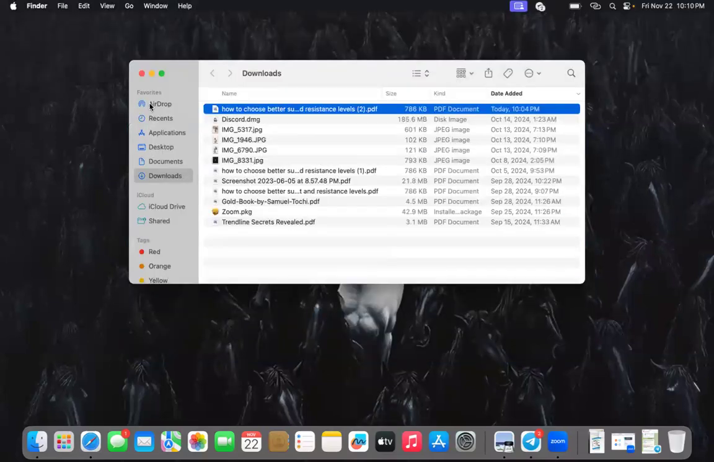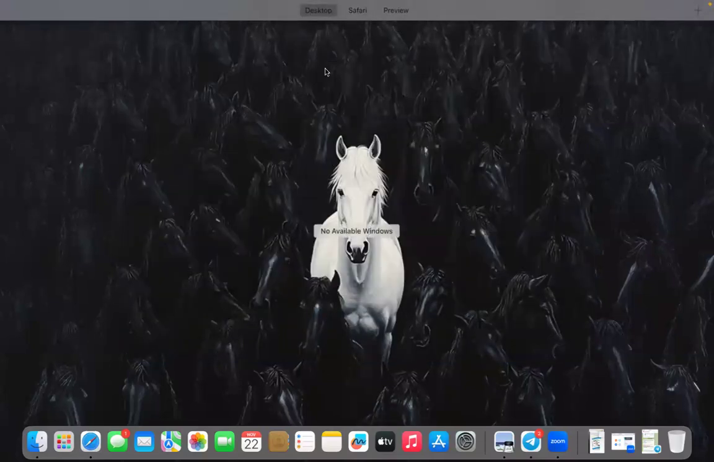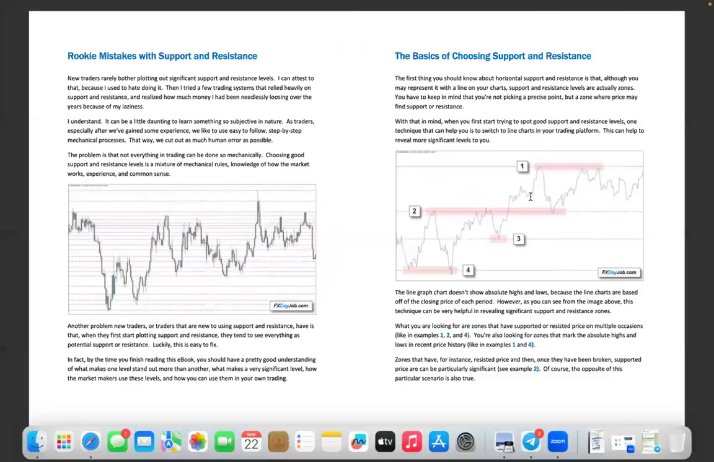Let me use this PDF. Let me clear this. Okay, preview. Right. So now it says the basics. Let's look at this second slide on the page. It says the basics of choosing support and resistance.